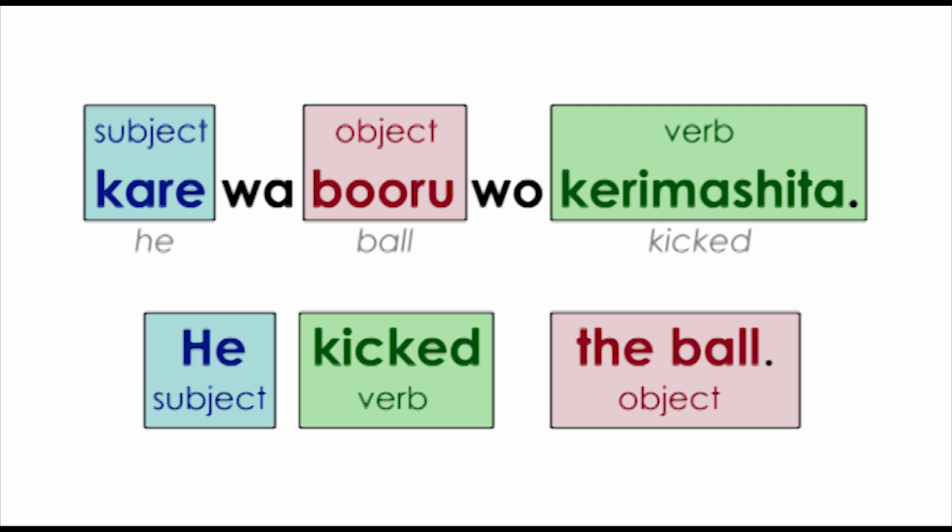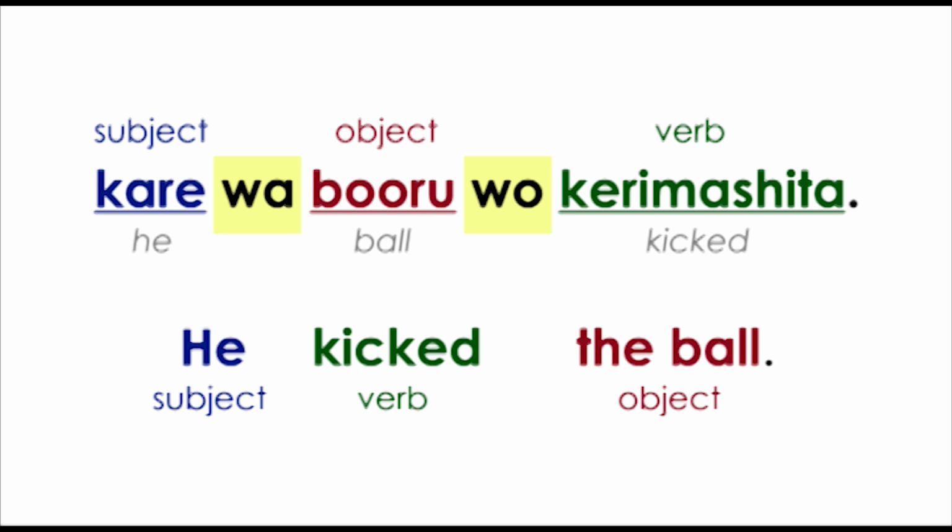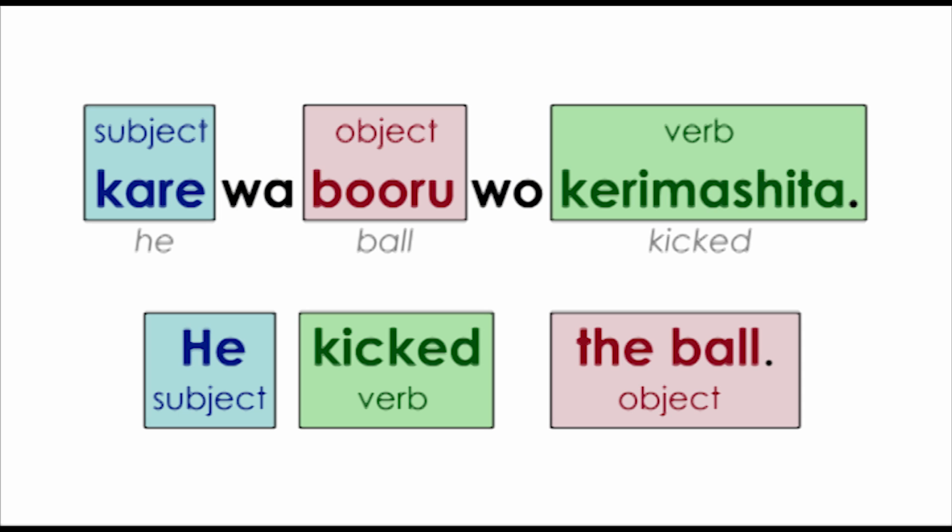On another note, you're probably wondering what wa and wo mean. They are particles which I will cover in a future lesson since they require a deeper look. For now, focus on the basic word order of both languages.